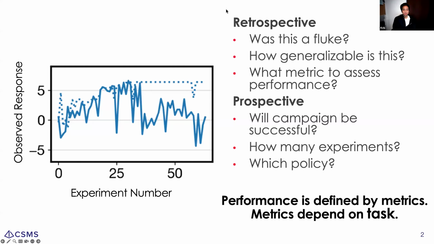Okay. And the main message here is that this is all a question about performance, either past performance or predicted future performance. And this performance is measured by metrics. That's the definition of what metrics are. And so the metrics that we use to assess performance really depend on what we're trying to achieve in our closed loop campaign. So it depends on our task.